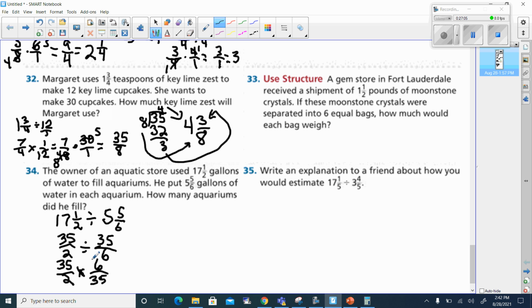And now we can see the butterfly method will be used very easily here, because 35 and 35 both go into each other 35 times. So 35 divided by 35 is 1. Same over here. And 6 and 2 are both divisible by 2. 2 divided by 2 is 1. And 6 divided by 2 is 3. This becomes very easy all of a sudden. 1 times 3 is 3. 1 times 1 is 1. Any number over 1 is itself. So that tells me 3 aquariums will be filled.